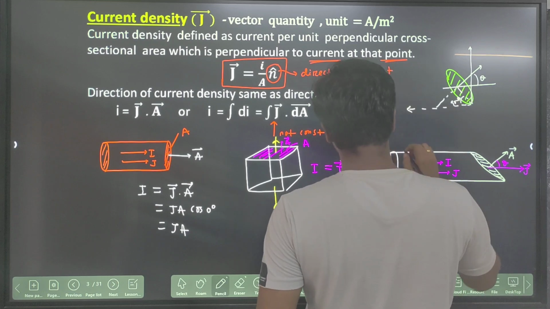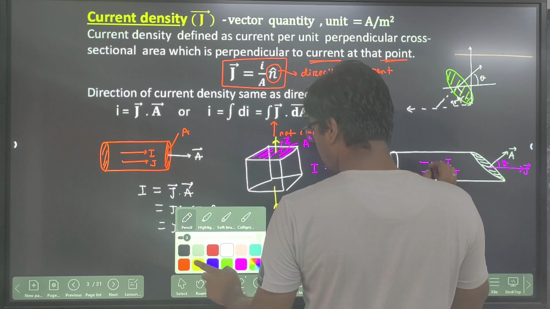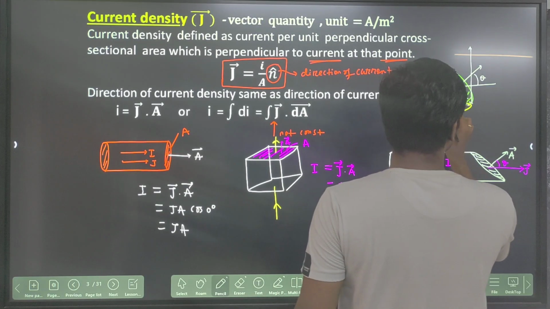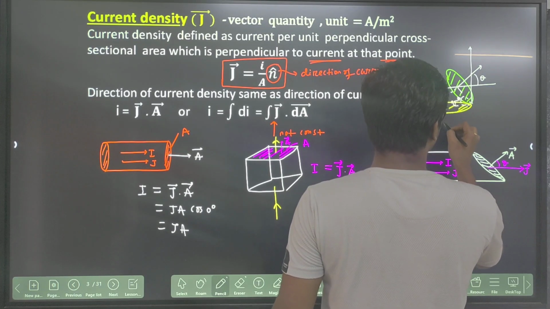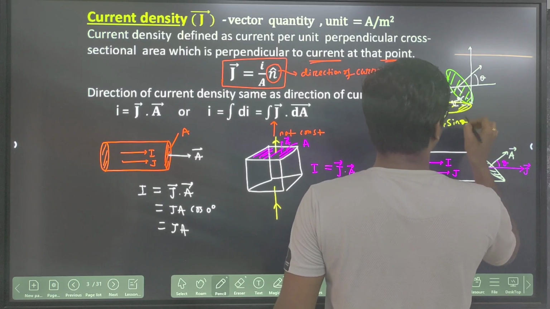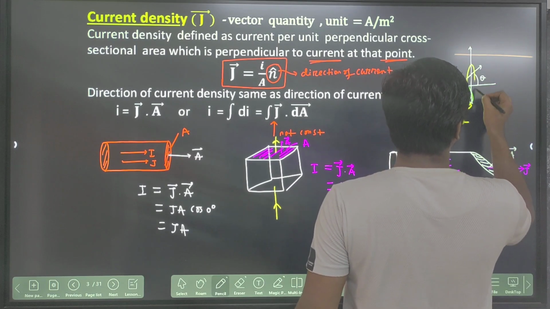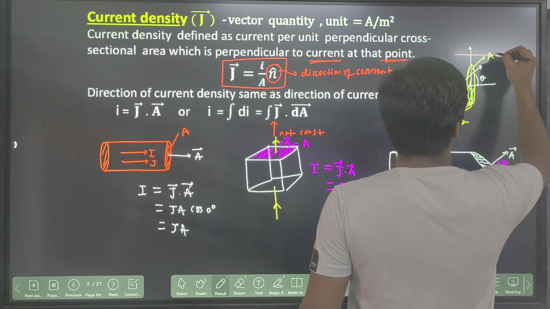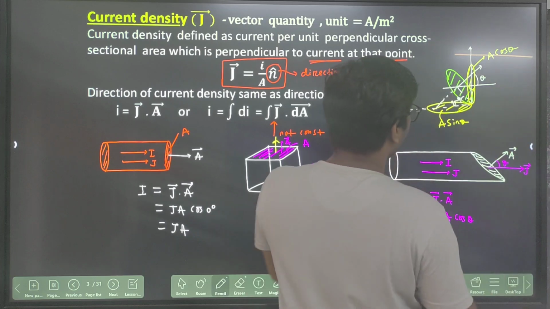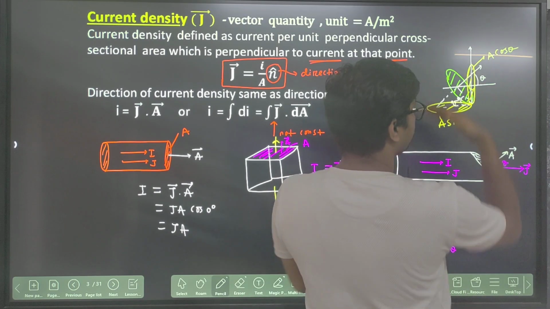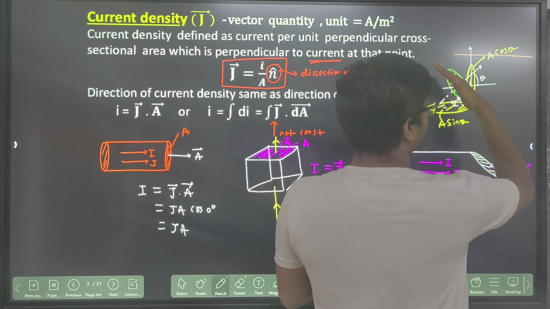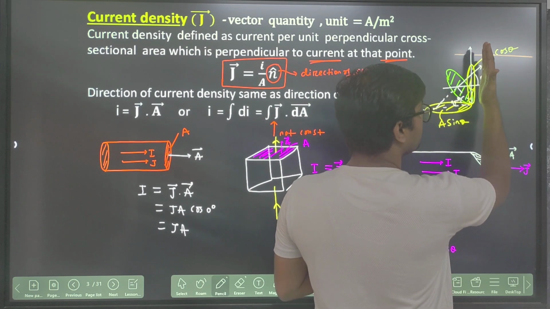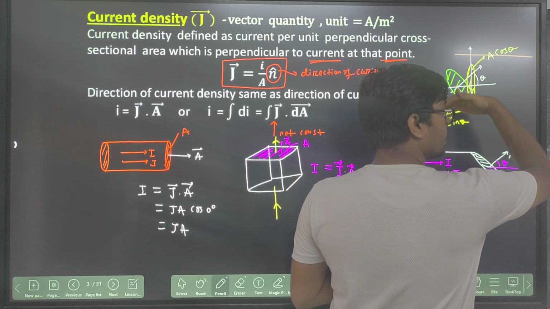So if this is 90 minus theta, then you can say that there is a component of area along this direction that will simply be A sin theta, and there will be a component along this direction that will be basically your A cos of theta. So A cos of theta is along this. This is the area. You just imagine this is the area initially. A cos theta is along this direction and A sin theta is along this direction.